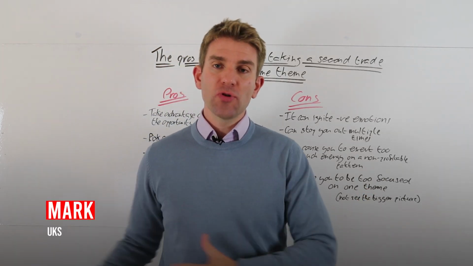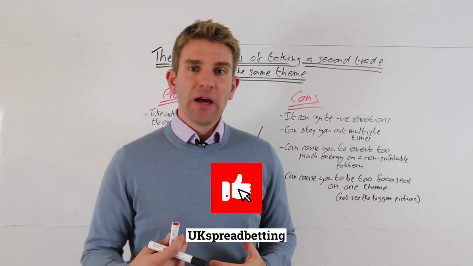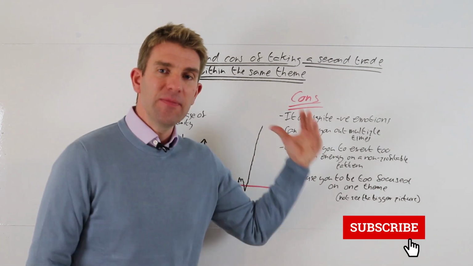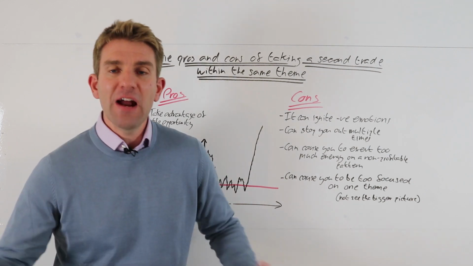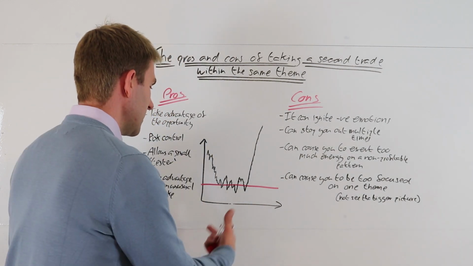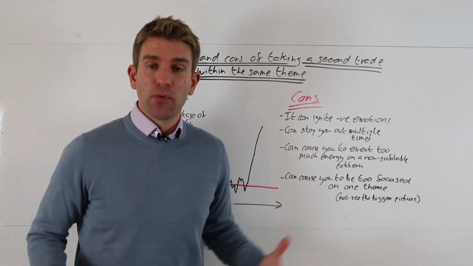Right, so the pros and cons of taking a second trade within the same theme. What I mean by this, so let's say you've got a theme, and let's say it's this chart here. The theme is buying at this support. This red line here is the support. You've come down, you've got various triggers that are activated when you hit this support. So the theme is buying at the support level.